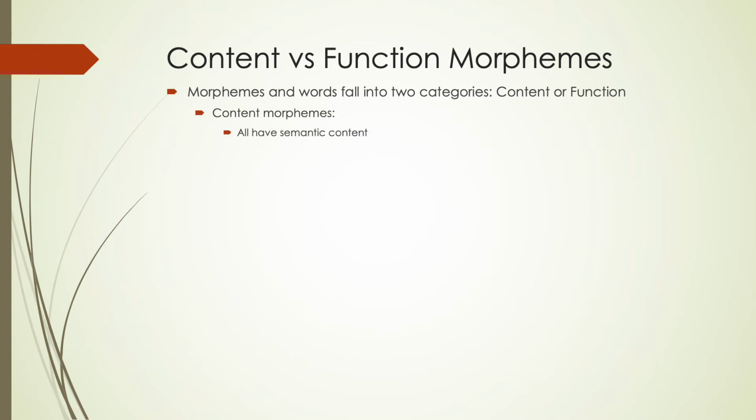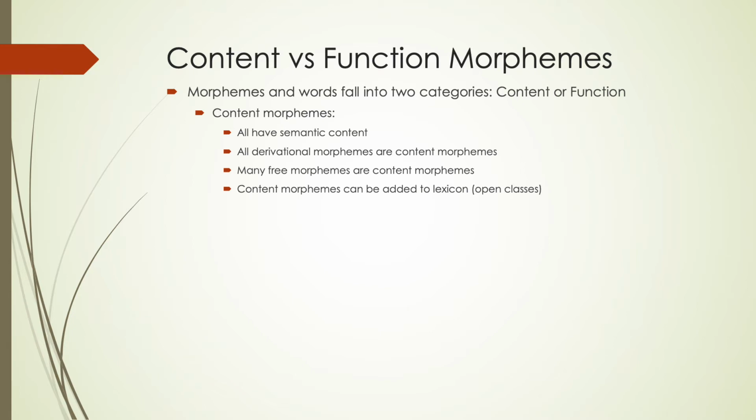So content morphemes are things that have semantic content to them. So they have some sort of more easily defined kind of dictionary definition. They tend to be a little bit more tangible. And there are things like derivational morphemes that are going to be content morphemes as well, because they're contributing some sort of change in meaning to whatever you're adding them to. And most of our free morphemes are content morphemes as well, especially in word classes that are seen as open classes. So these are things like nouns, verbs, adjectives, adverbs, are things that would be content words and easily changed and easily added into our lexicon.